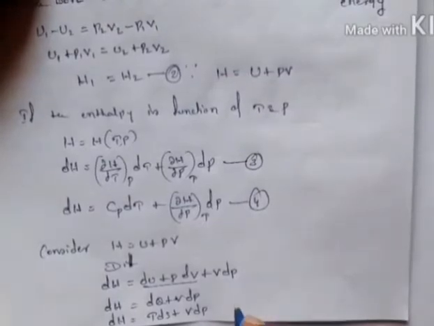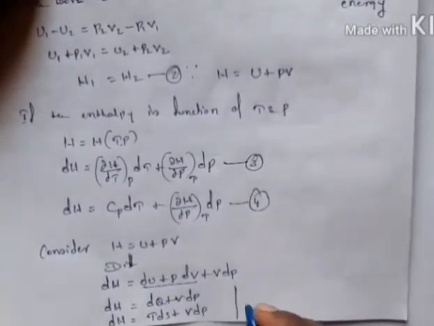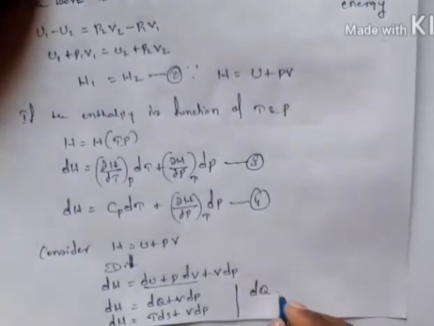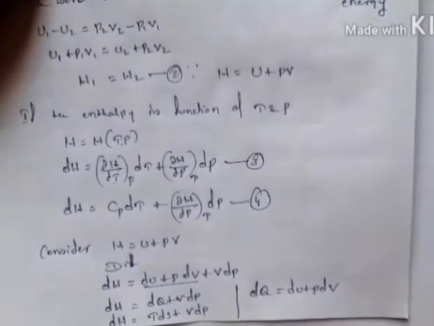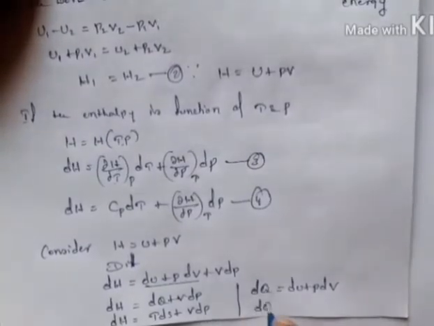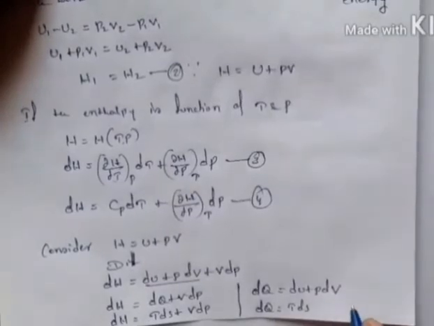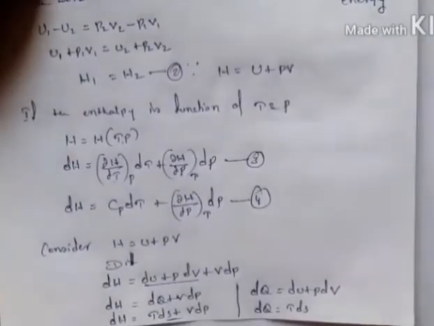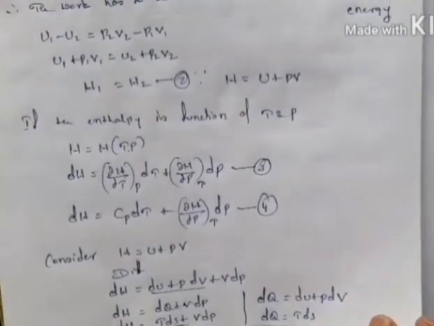Because we know from the first law of thermodynamics, dQ is equal to dU plus P dV, and in the second law of thermodynamics dQ is equal to T dS. Therefore we are going to get this expression dH is equal to T dS plus V dP.